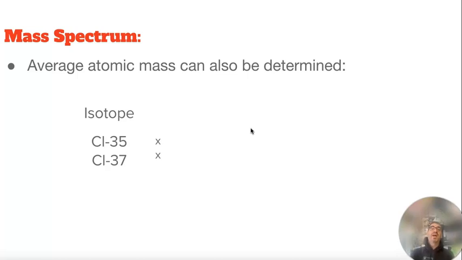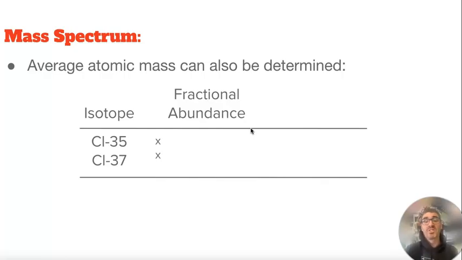So let's calculate the average atomic mass. Because we only see two peaks, we know there's only two isotopes. Those are chlorine-35 and chlorine-37. The fractional abundance at this point is kind of a guesstimate around 0.75 and 0.25.